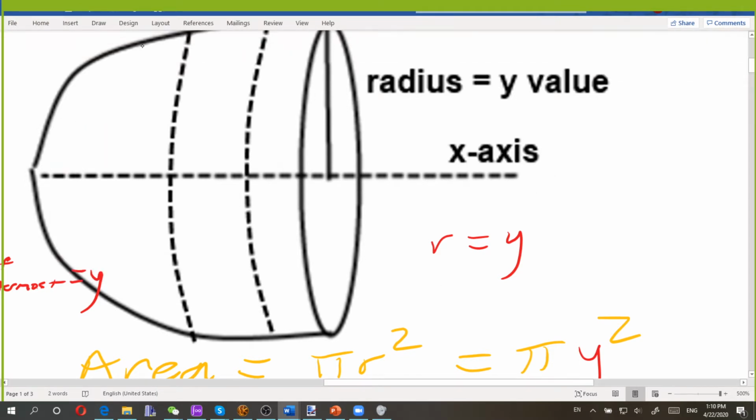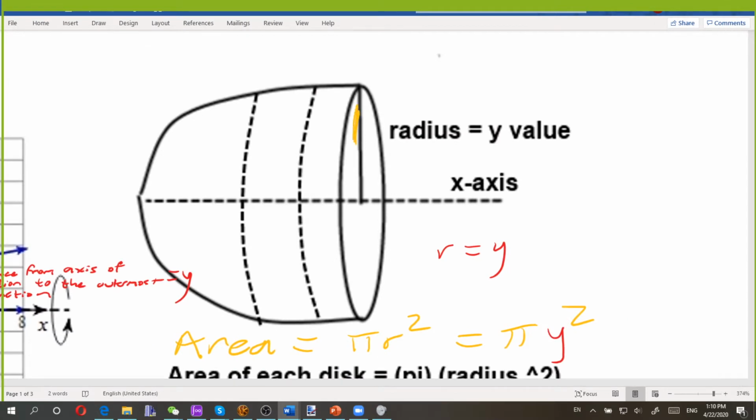Okay, here it is again. And we've got one disk here. Our two-dimensional cross-section that we got by spinning this line here in black about the x-axis.